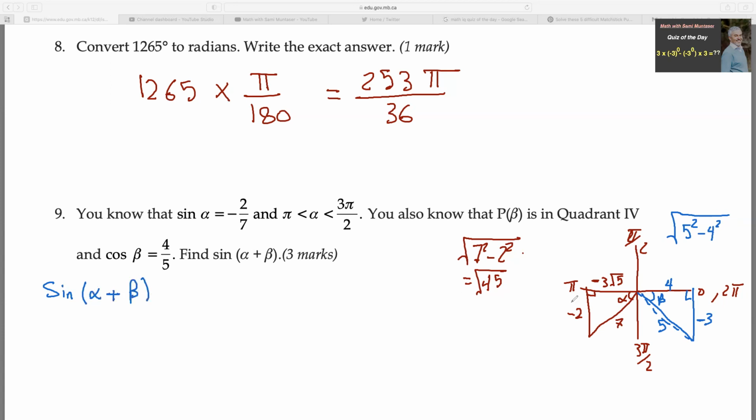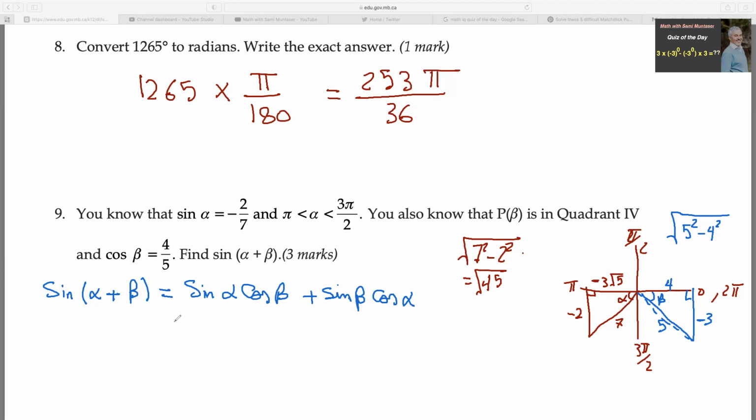Don't just go, okay, sine alpha is -2/7, sine beta is -3/5. No, this is an addition identity. The addition identity, you have to change it into sine alpha cos beta plus sine beta cos alpha. Some students see that here it is written cos alpha sine beta first. It doesn't matter. Both of them are the same.